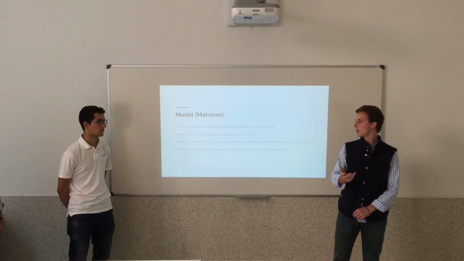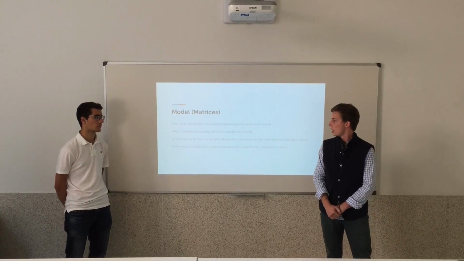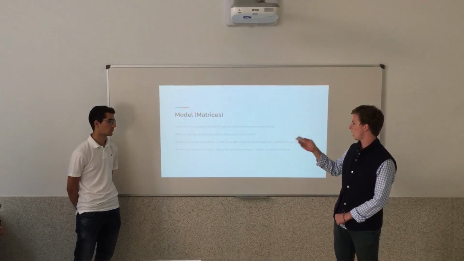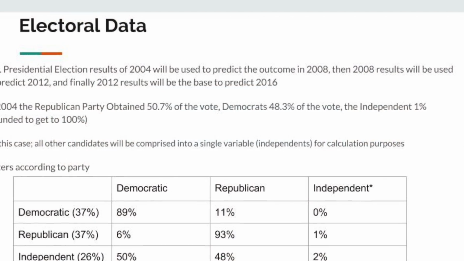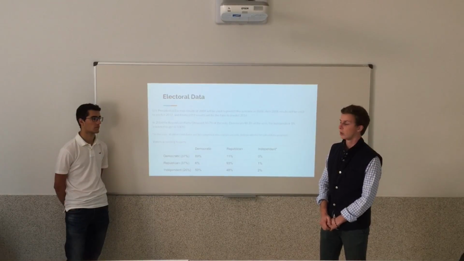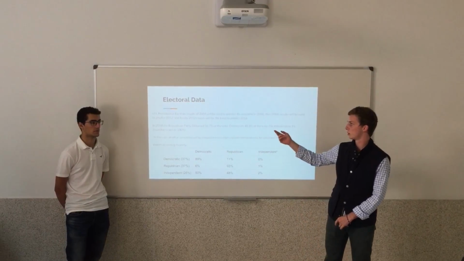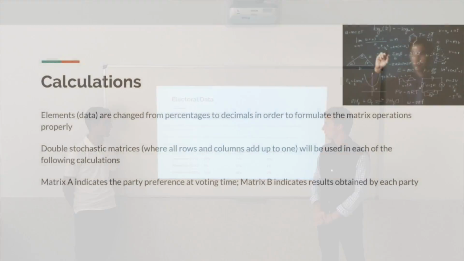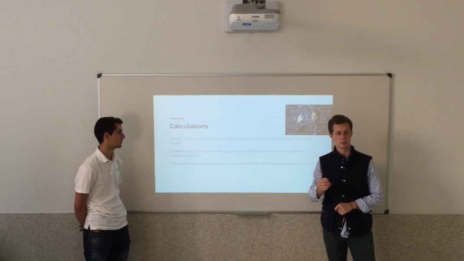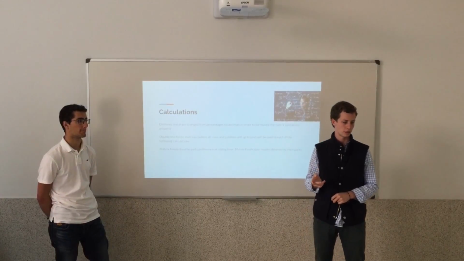Matrices is one of the many mathematical methods to predict an election result. When we use this methodology, we name our first matrix A and the second one B. We use the US elections results of 2004 to predict the outcome of 2008 and so on until we predict 2016. In our calculations, we change our data from percentages to decimals to have a more proper matrix calculation.